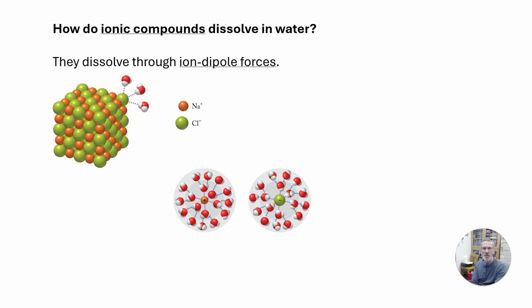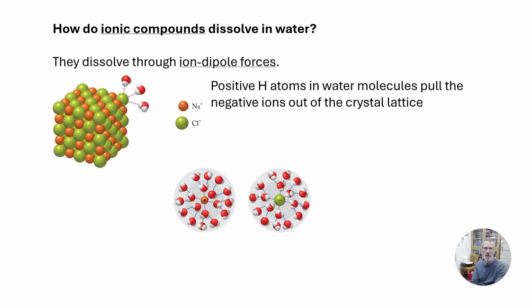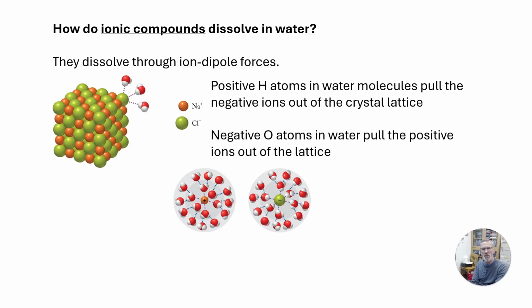So what happens? Well, we call these kinds of associations ion-dipole forces, and I'll describe them on the next overhead in just a minute. But what happens, as we just described, is the positive hydrogen atoms in water pull the negative ions out of the crystal lattice, in this case the chloride ions. And then what also happens is the negative oxygen atoms that are in water pull the positive ions out of the lattice. And what we get is what's in the center part of your screen there.